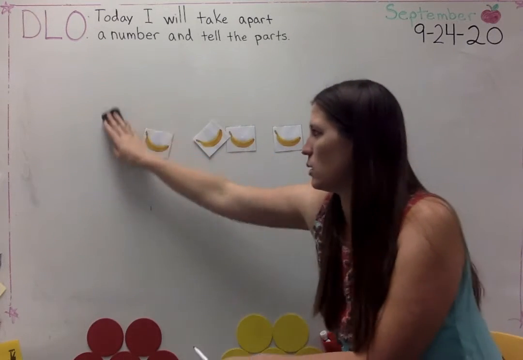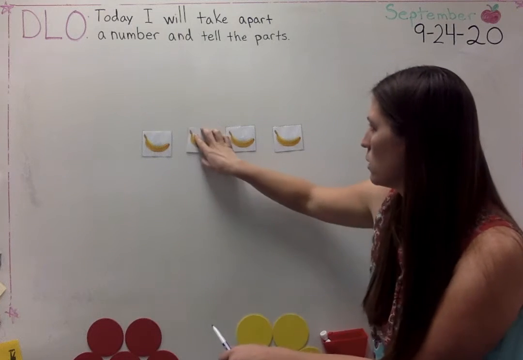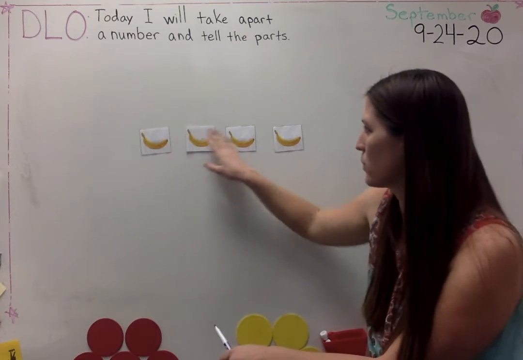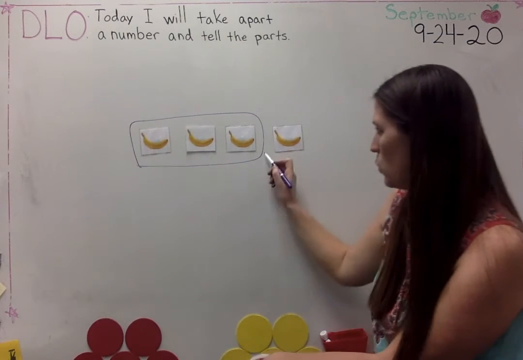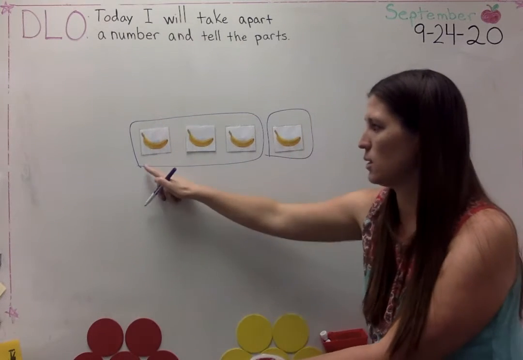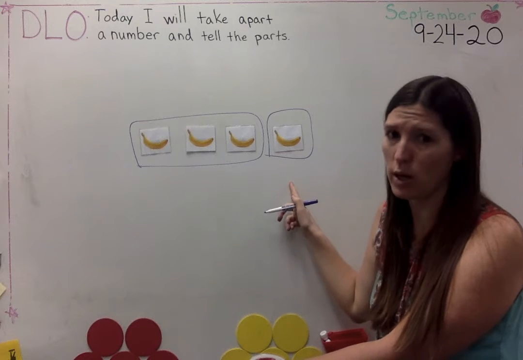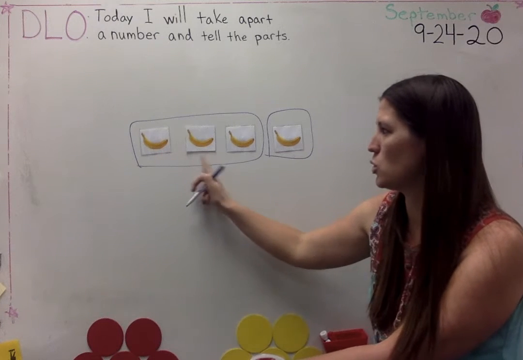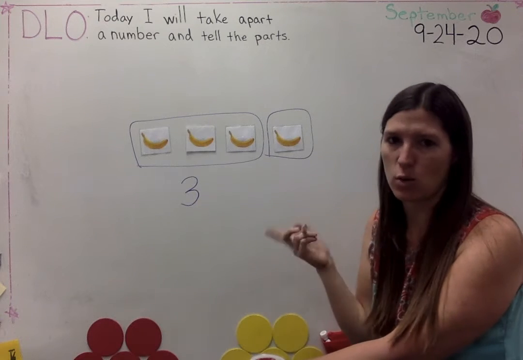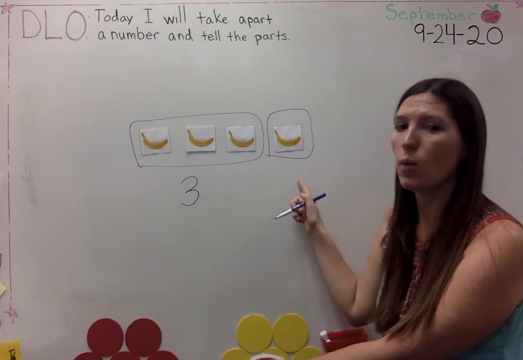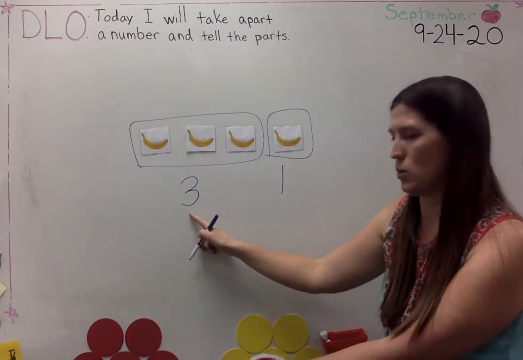I know we already did 1 and 2. I mean 2 and 2. What if I do it this way? I just did 1 and 3, but this time it's 3 and 1. Let's count. 1, 2, 3. Around the tree. That's the way you make a 3. How many are in this group? 1. 3 and 1.